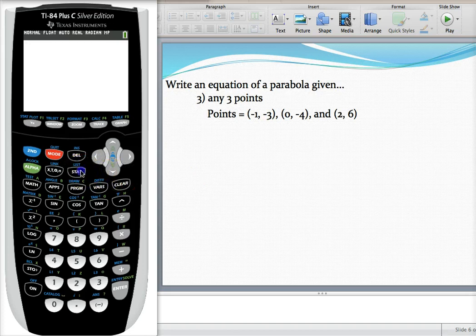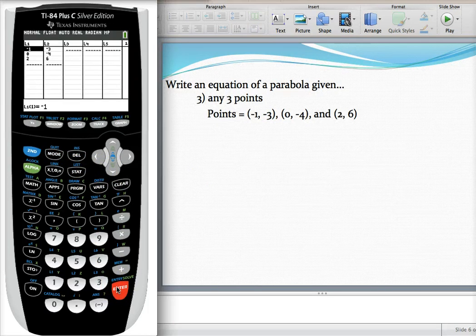So go ahead and go to Stat and go to Edit. And as you can see, I've gone ahead and already typed my points in. I've used L1 and L2, so make sure you're typing your points in the same lists, and make sure your X's are in L1, your Y's are in L2. And hopefully I've stalled enough to give you time to get your points typed in. Otherwise, pause the video and get those typed in.